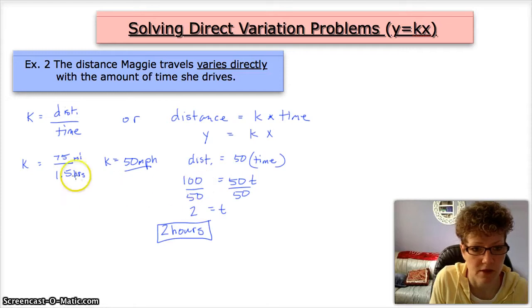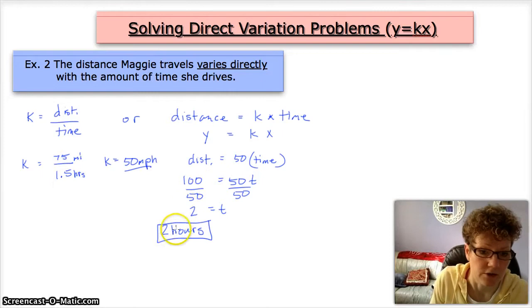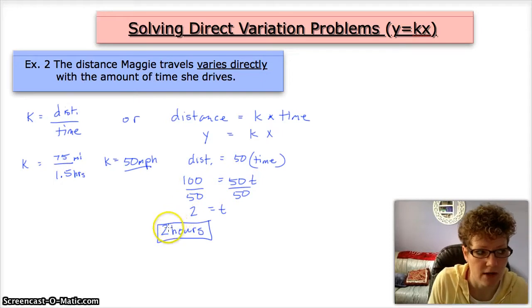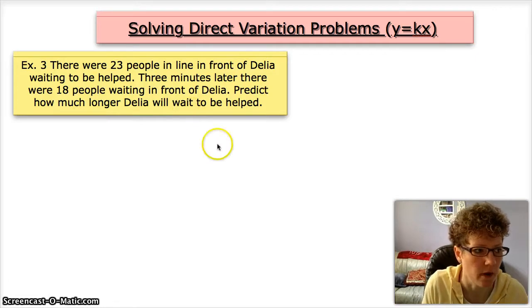That seems to make sense because she went 75 miles in an hour and a half. So it makes sense for her to go 100 miles in 2 hours. Okay, so that is example number 2. The final example we're going to look at is example 3. There were 23 people in line in front of Delia waiting to be helped. 3 minutes later, there were 18 people waiting in front of Delia to be helped. Predict how much longer she will have to wait in line to be helped.